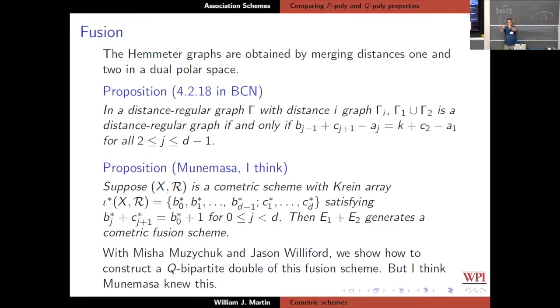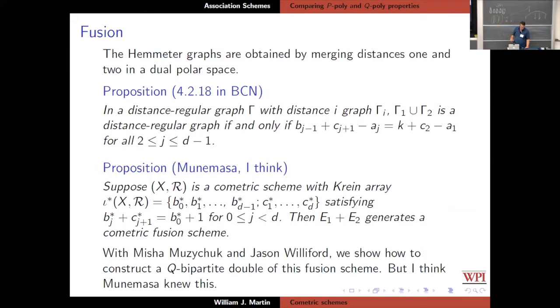Take the sum of E1 and E2 in a Q-polynomial ordering. When does that generate a Q-polynomial subalgebra? I think I learned this from Akihiro Munemasa, but sometimes you internalize things and then they come back out and you think they're new. With Muzychuk and Williford, we showed that this is related to an extended Q-bipartite double, and you can build a double of this merged scheme.